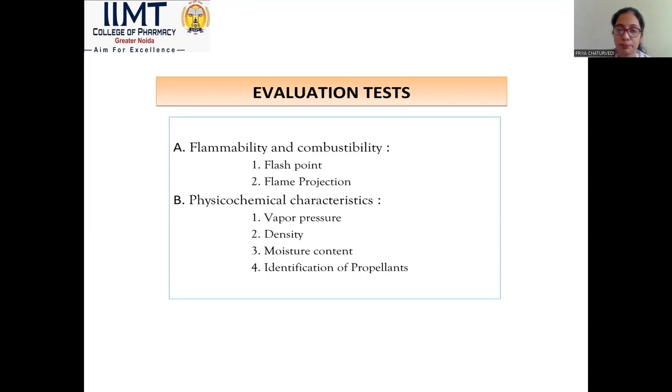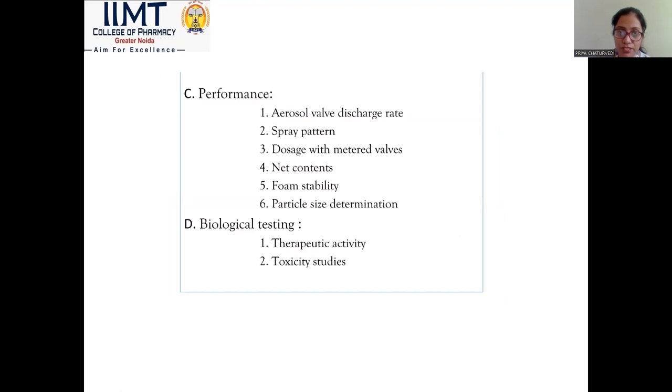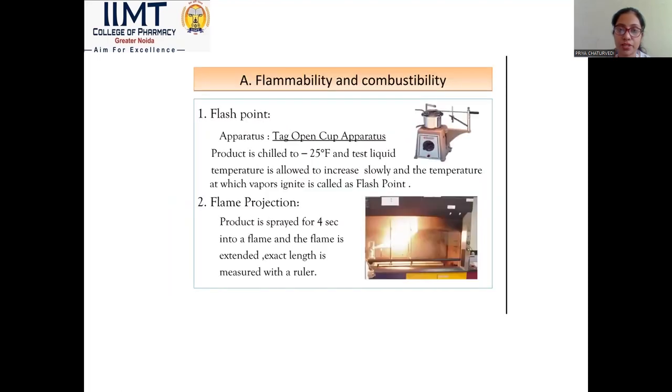Flammability and combustibility: flash point, flame projection. Physicochemical characteristics, we have 4 parameters: vapor pressure, density, moisture content, identification of propellant. Performance, we have 6 parameters: aerosol valve discharge rate, spray pattern, doses with metered valve, net contents, foam stability, particle size determination. Biological testing, we have 2 parameters: therapeutic activity and toxicity study.